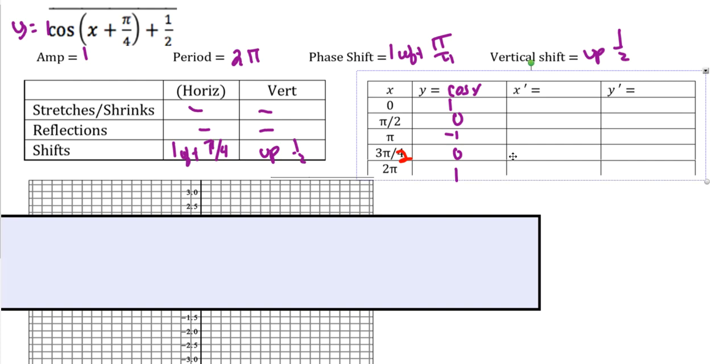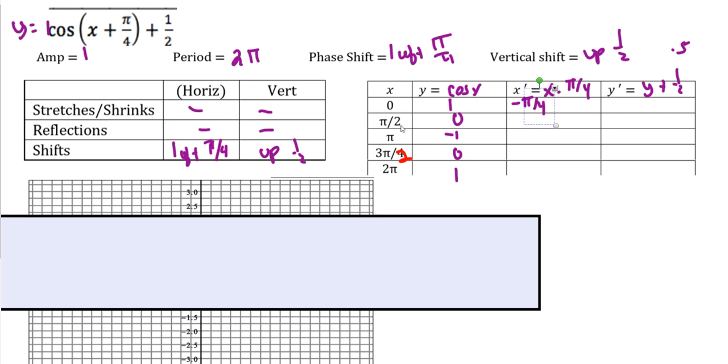X prime, however, is I'm subtracting pi over 4. So that's going to be x minus pi over 4. My y prime is y plus 1/2. Not too bad. Think of it as 0.5 if you want to. So I'm going to subtract pi over 4 over here, so that's negative pi over 4.